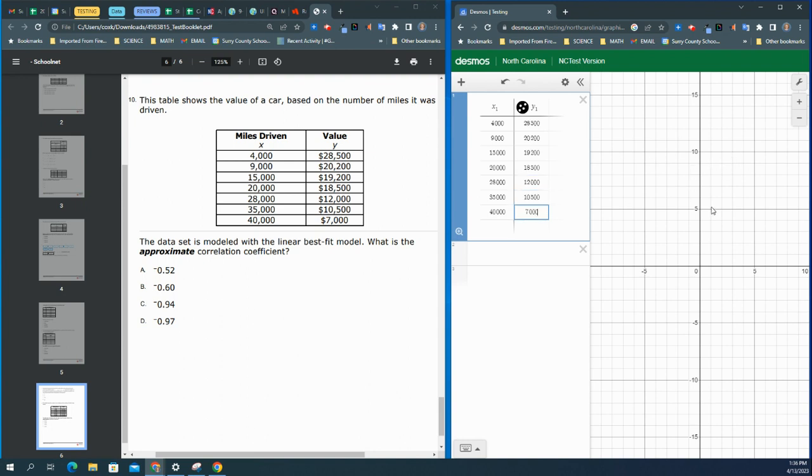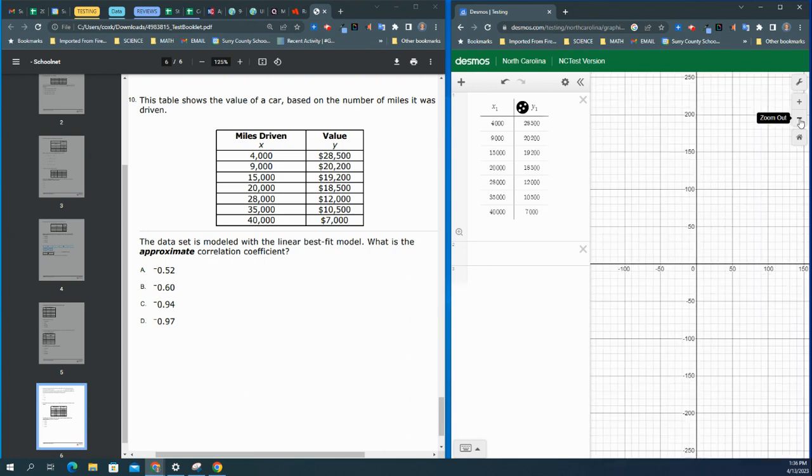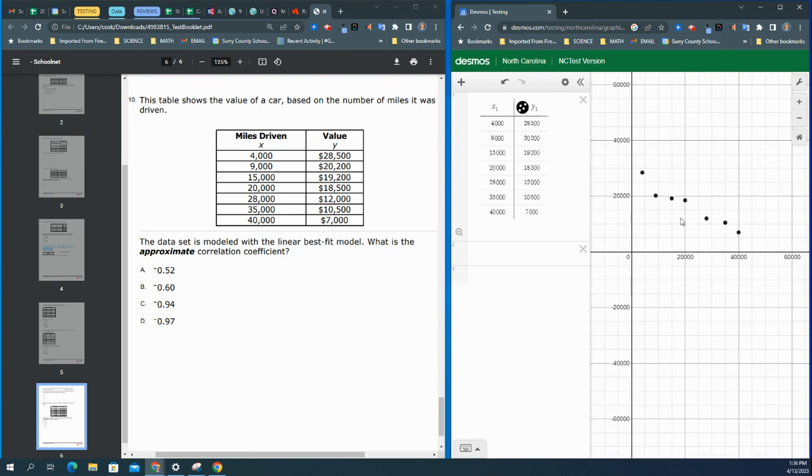Now, I'm looking for the points over here, and I can't see them because these are really big numbers. So I'm just going to keep zooming out. And now I've found my numbers. They're going down, and it's pretty close to a straight line. And we're going to find the equation of the line of best fit, and it will put the line through there. But we want to know what is the approximate correlation coefficient.